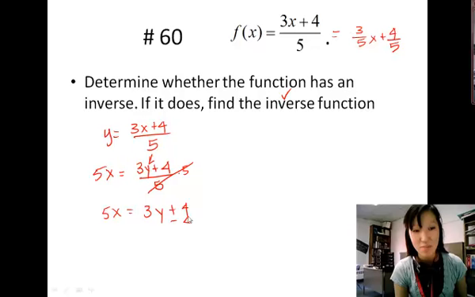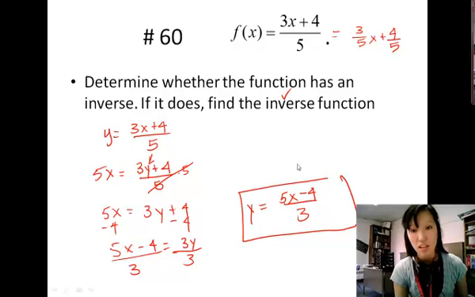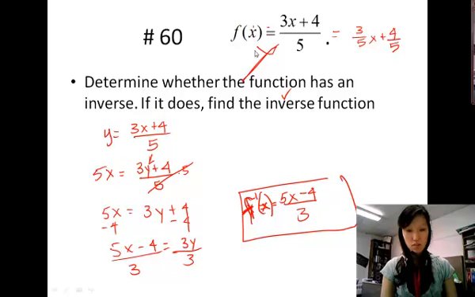equals 3y plus 4, so I'm going to subtract 4. 5x minus 4 equals 3y, divide by 3. Alright, so y equals 5x minus 4 over 3. If you were to take this, f to the negative 1 of x, I'm going to stamp it, because now I can clearly see, oh, these guys have a special relationship. This thing is going to undo everything about that.